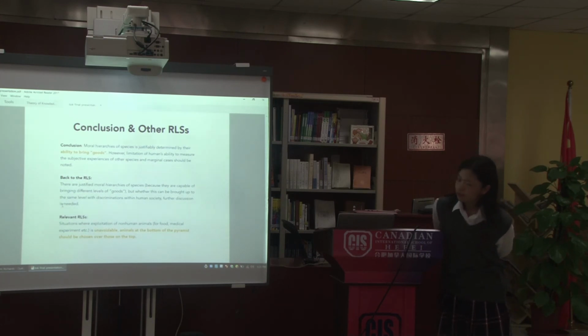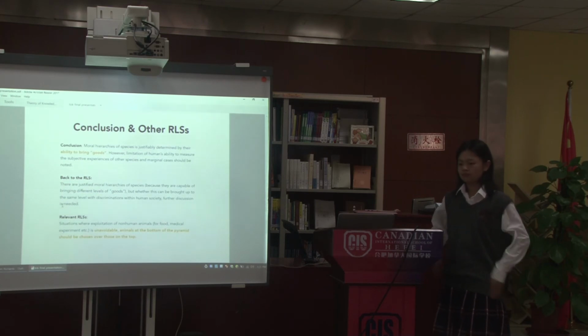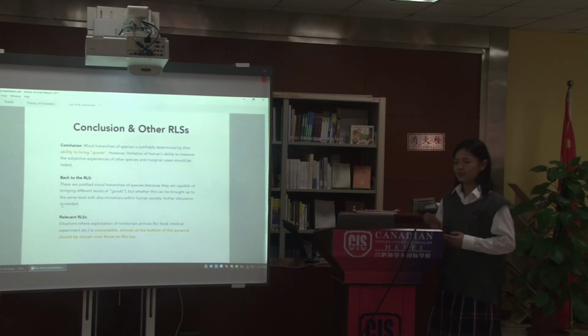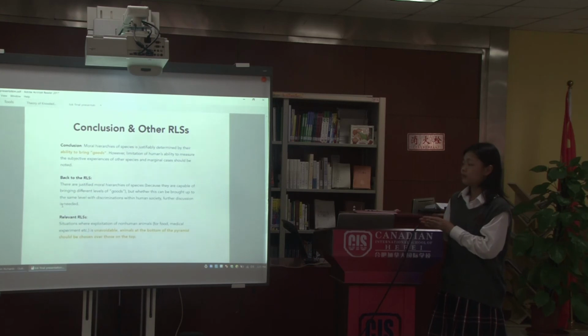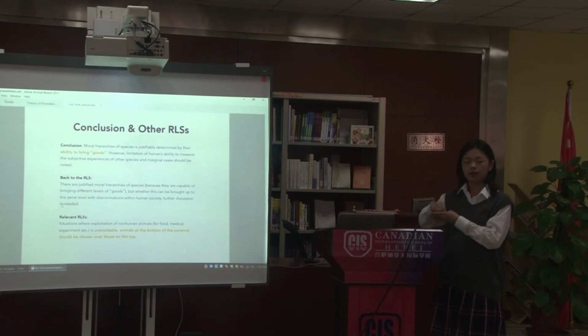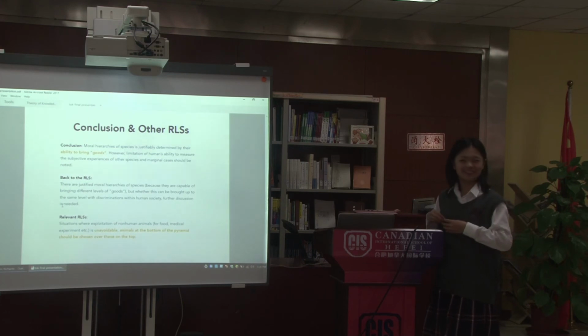But this conclusion can also be useful in other situations, like those where exploitation of non-human animals are unavoidable. For example, for medical experiments, for food, or for shelter, where food resource is limited, or where people have no choice but to kill animals for sort of materialistic needs. When these situations are unavoidable, animals at the bottom of the pyramid should be chosen over those from the top. So that is how this conclusion can be applied to a variety of real-life situations. So that is the end of my presentation.